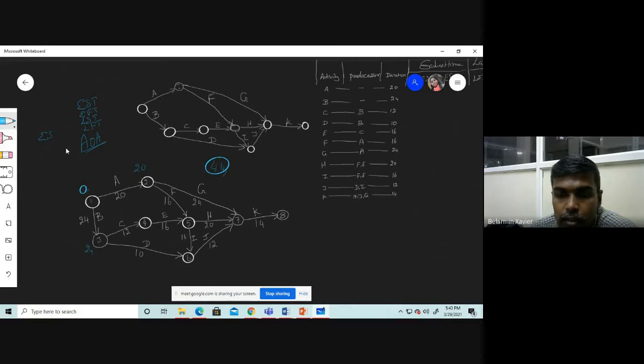We can calculate like from 3 to 4. For activity C, the node can early start at 24, and 24 plus 12, 36, is the earliest completion time of activity C in event 4, node 4. Clear? 36.